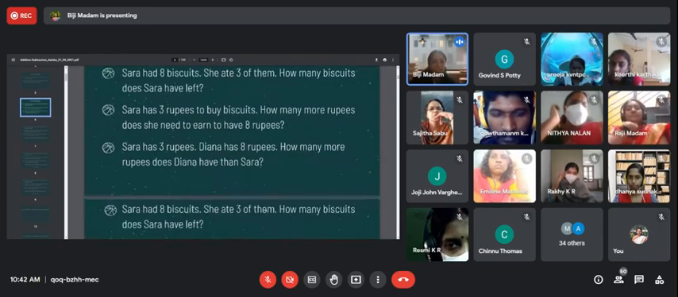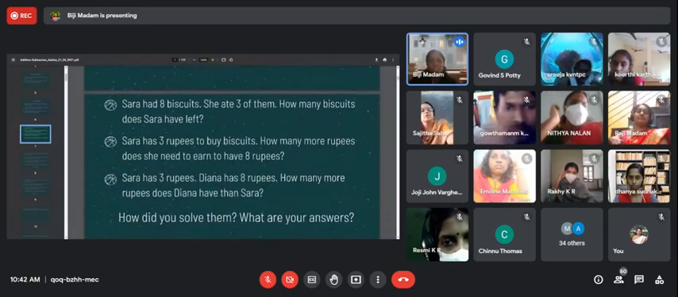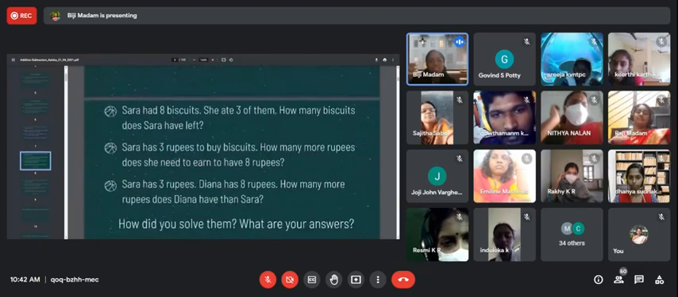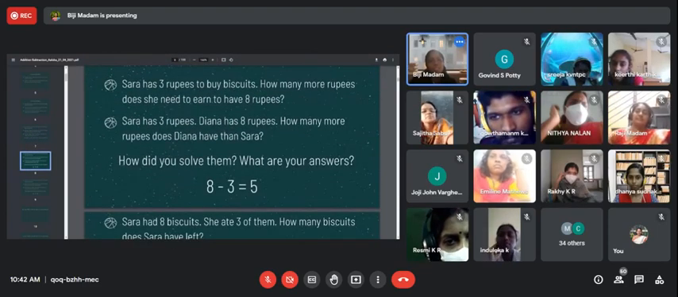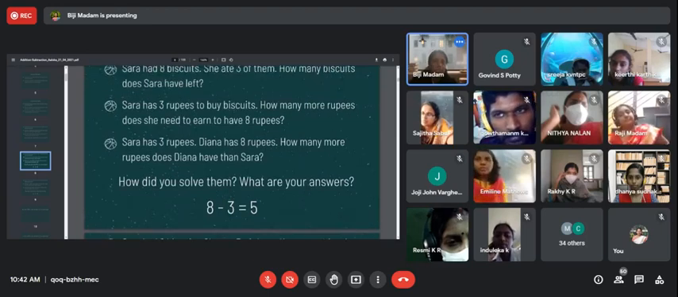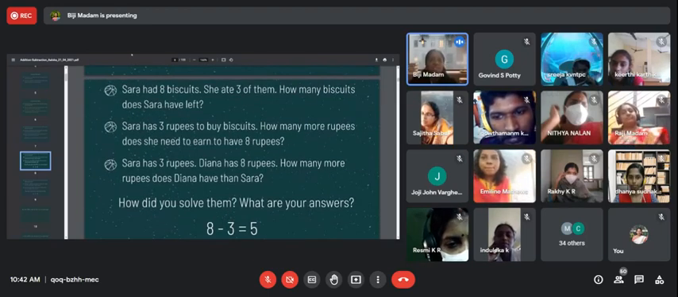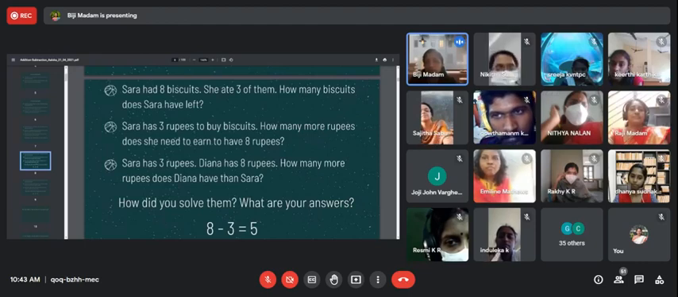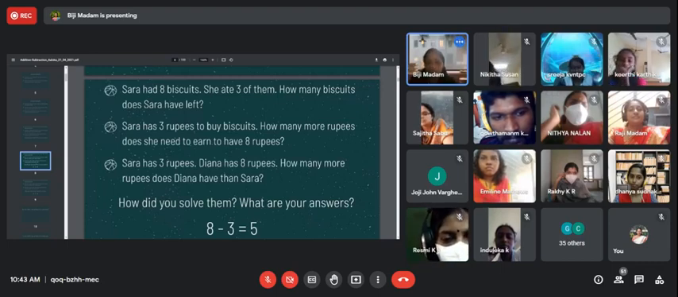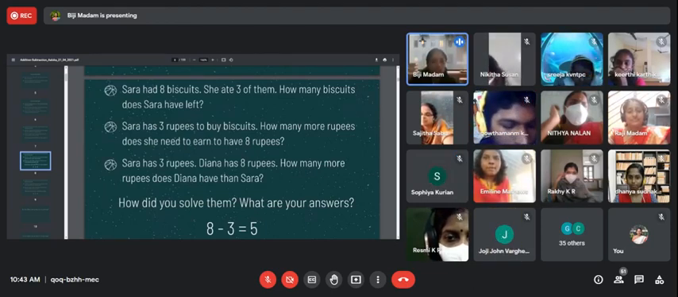Do you all agree or not? In all the cases it is the same answer, that is 8 minus 3 is equal to 5. And this is the way an adult solves these 3 problems. We all solved it in one way. But does a small child of class 1 solve it the same way as we adults did? No. So can you tell me how a small child will be doing it?